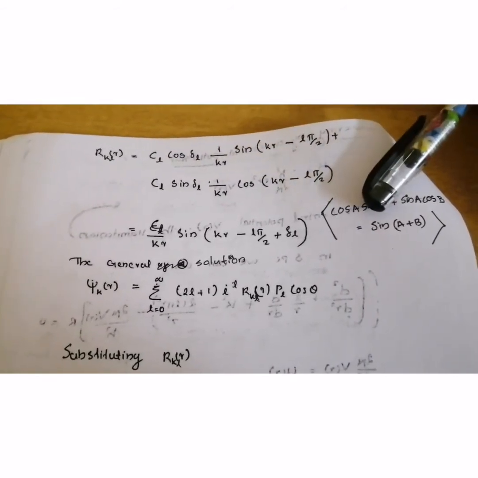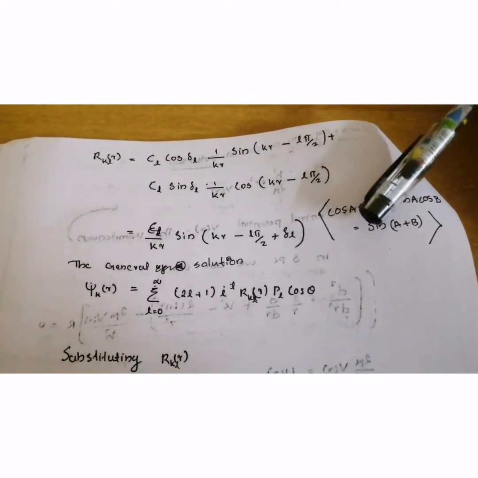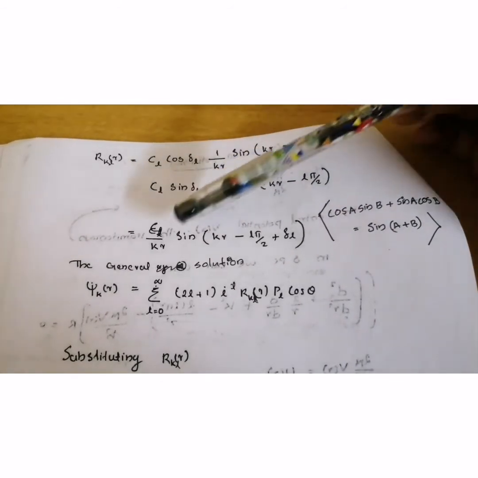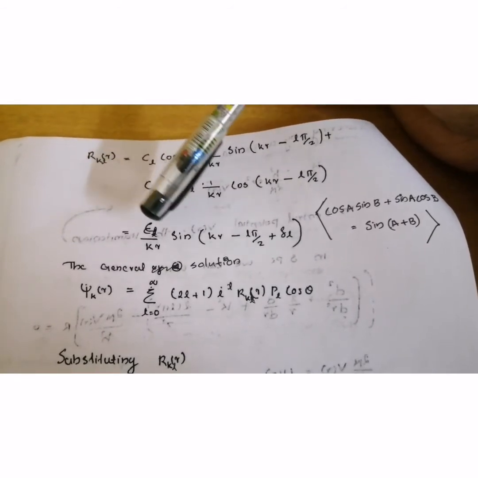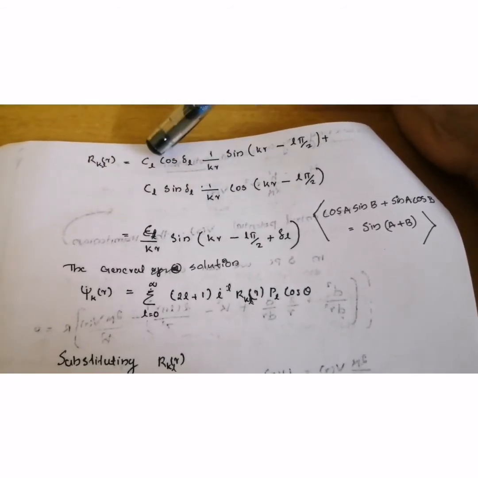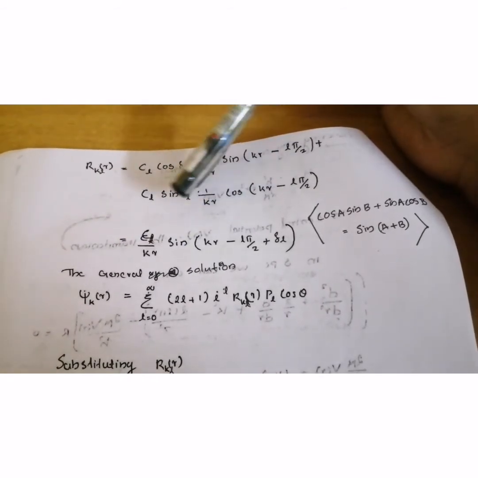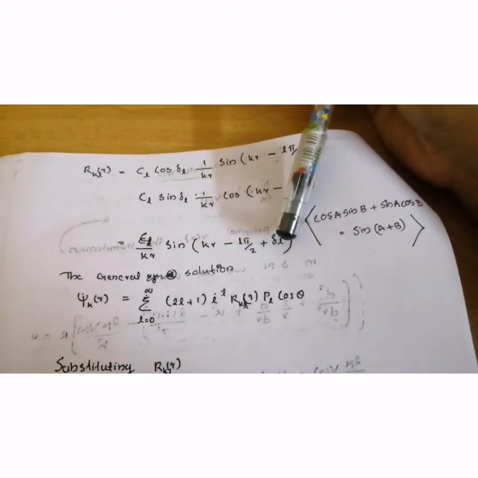We know cos A sin B plus sin A cos B is equal to sin(A plus B). General substitution: we know that R_kl(r), taking C_l as common, is equal to C_l by kr, that is equal to sin(kr minus l pi by 2 plus delta_l).